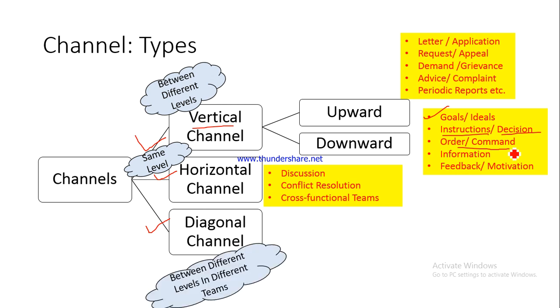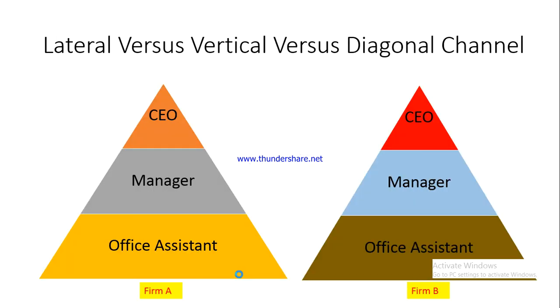Then we are talking about diagonal channels. What happens in a diagonal channel? Communication between different levels, but please also understand, in different teams. If it is a communication between different levels in the same team, this is a vertical channel. If it is between the same level in different teams, it could be a horizontal channel. But if it is between different levels in different teams, it is an example of a diagonal channel.